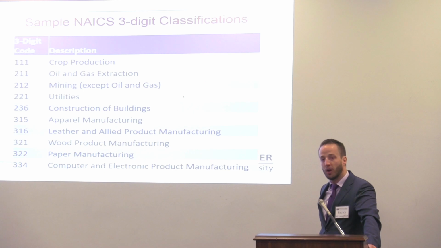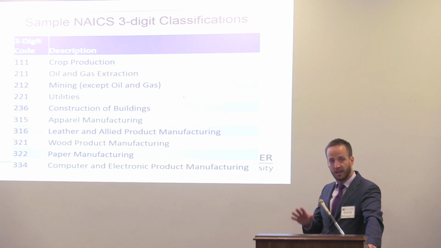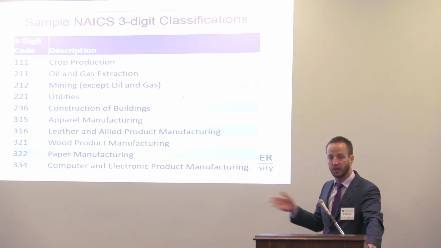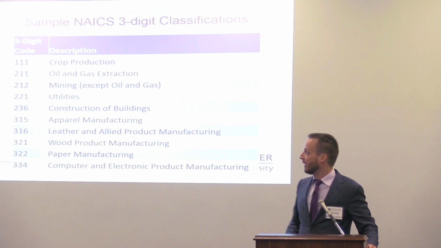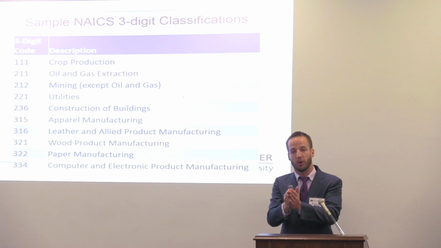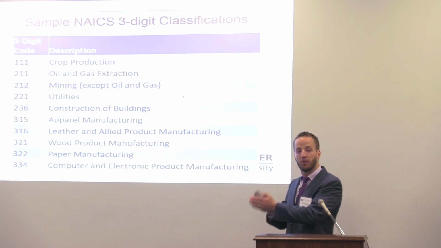Now, here's how we came up with the keywords. This is a sample of descriptions of sectors in the economy, of industries in the economy, taken from the North American Industry Classification System. It's a way that economists have of dividing up the economy into different groups, different sectors. This is done at the 3-digit level. The 3-digit level is sort of somewhere in the middle in terms of how granular the divisions are.